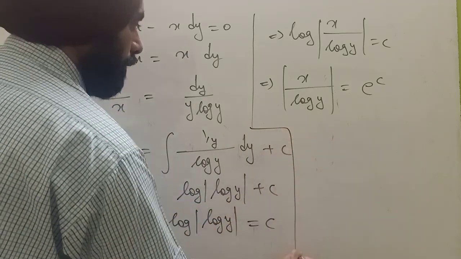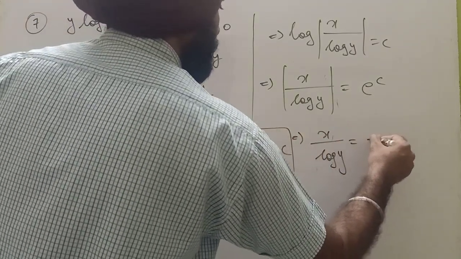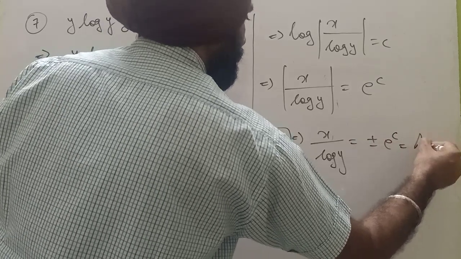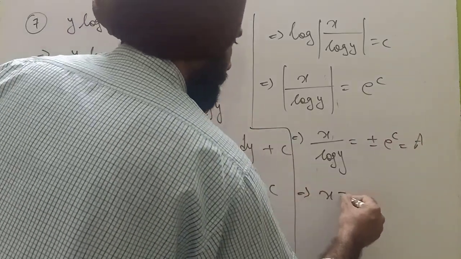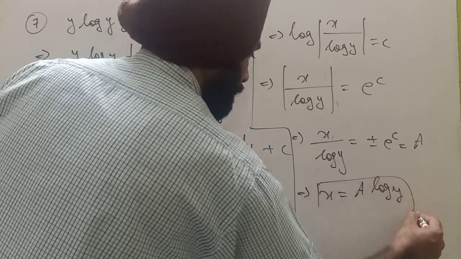And now remove the mod. x over log y is equal to plus minus e raised to c. Let us take this as capital A, and then x is equal to A log y. So this is the final answer.